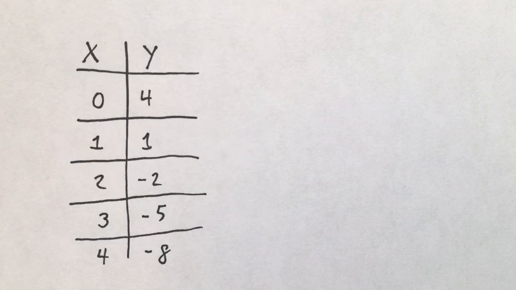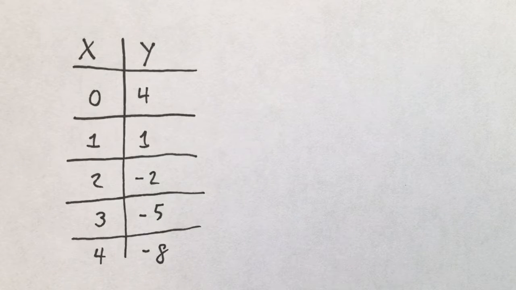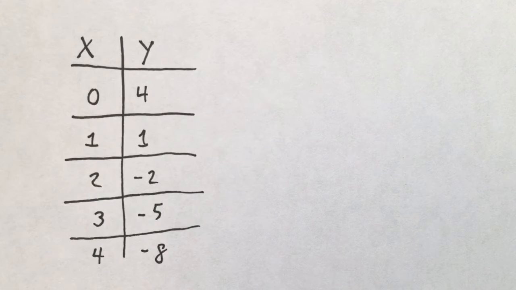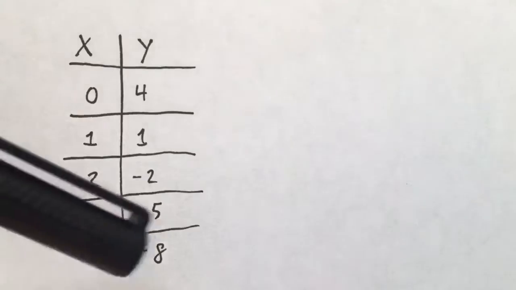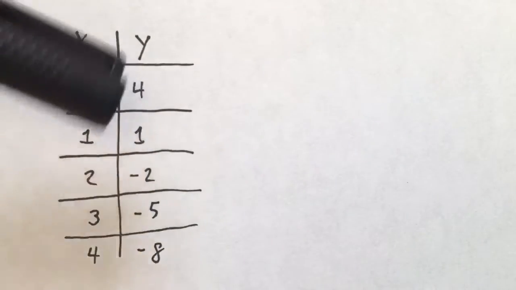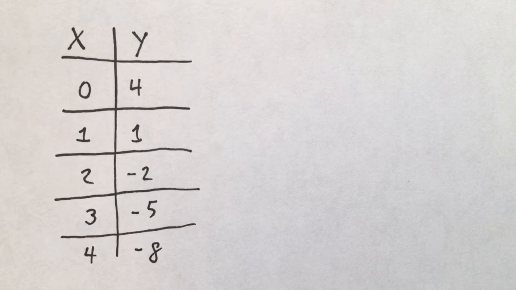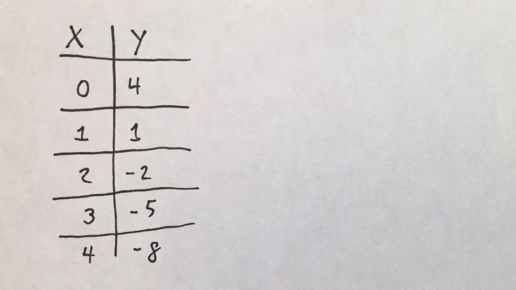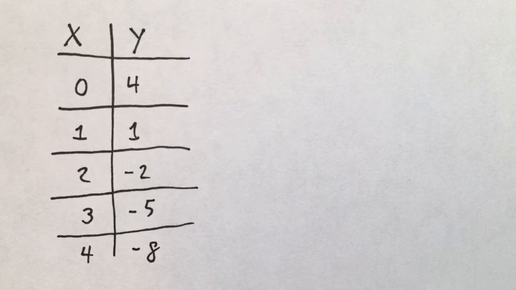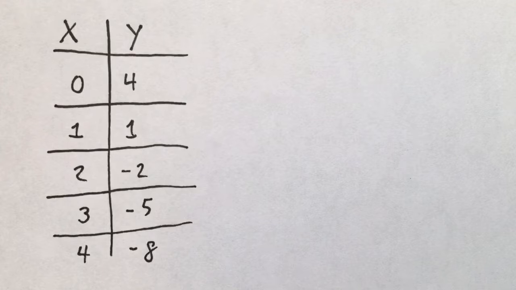Hi class, in today's lesson we're going to be looking at linear functions again. This time we're going to be taking an approach where if we're given a table of values like the one I have right here, then we can use this information to write our function rule out. The process isn't too bad. You just need to make sure that you follow the steps correctly.